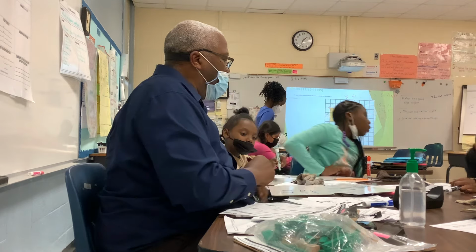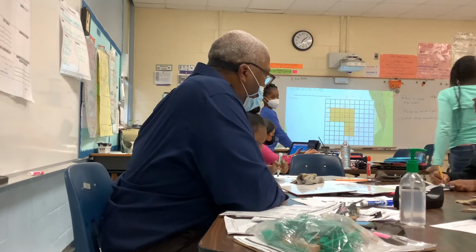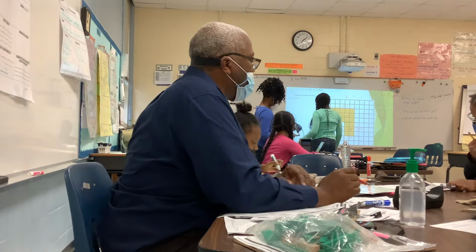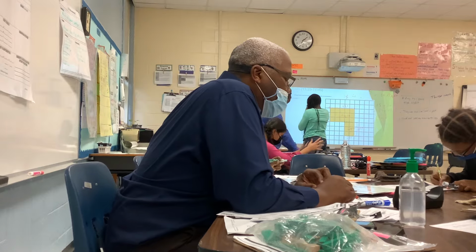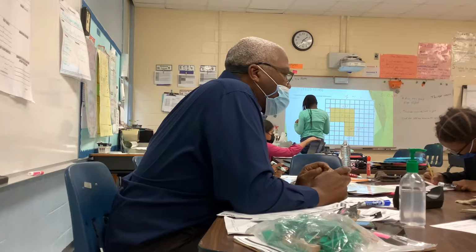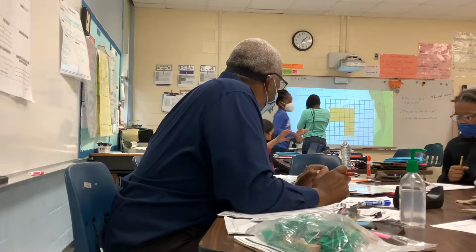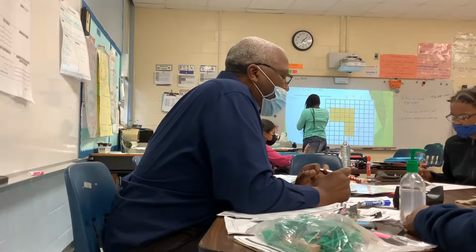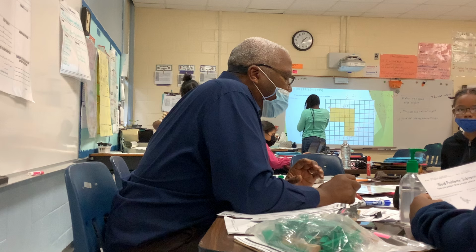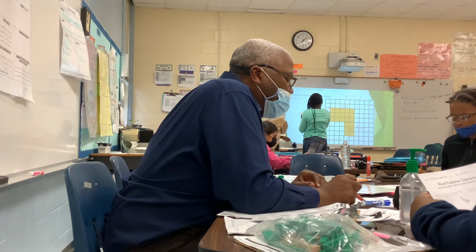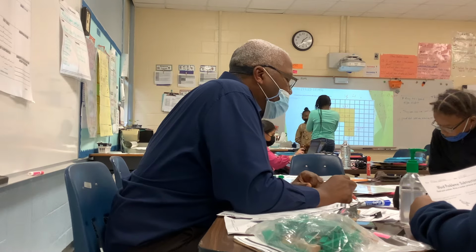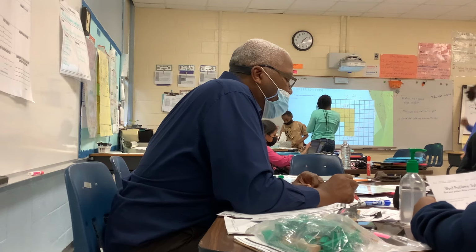21 minus 17 is 4. What's the next one? Number 2. Yeah, number 2. The meadow has 70 sheep, 61 graze there. How many spaces remain?